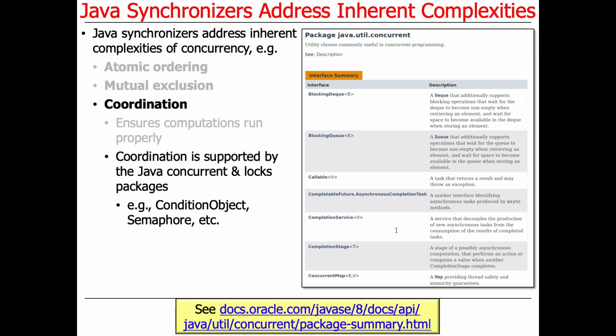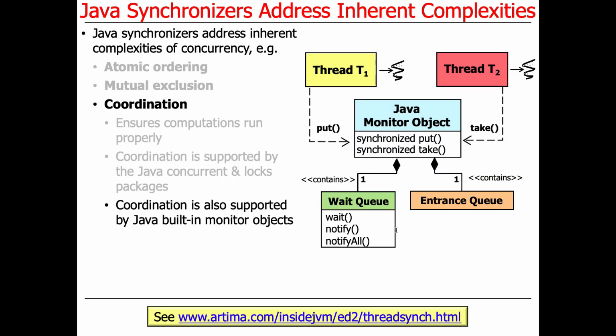Coordination is supported in Java in a bunch of different ways. In the concurrent and locks packages, there are things like condition object and semaphore, which we'll be talking about at length and you'll get a chance to program with. And then there are also the Java built-in monitor objects. There's something called a wait queue, and there's wait and notify all. These are used to cooperatively coordinate between multiple threads trying to do some broader thing, like insert something into a queue or remove something from a queue and so on and so forth.